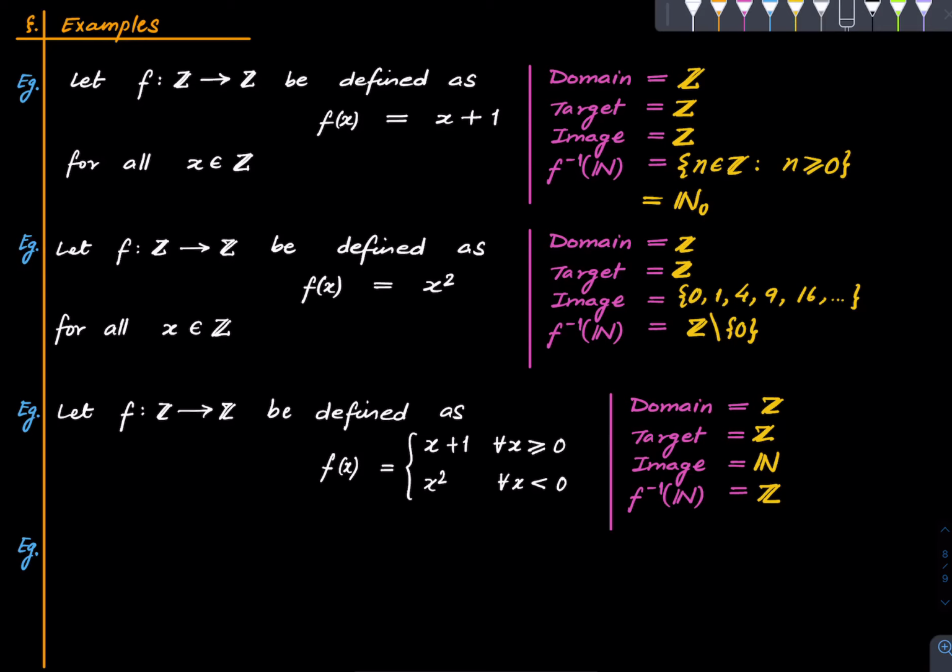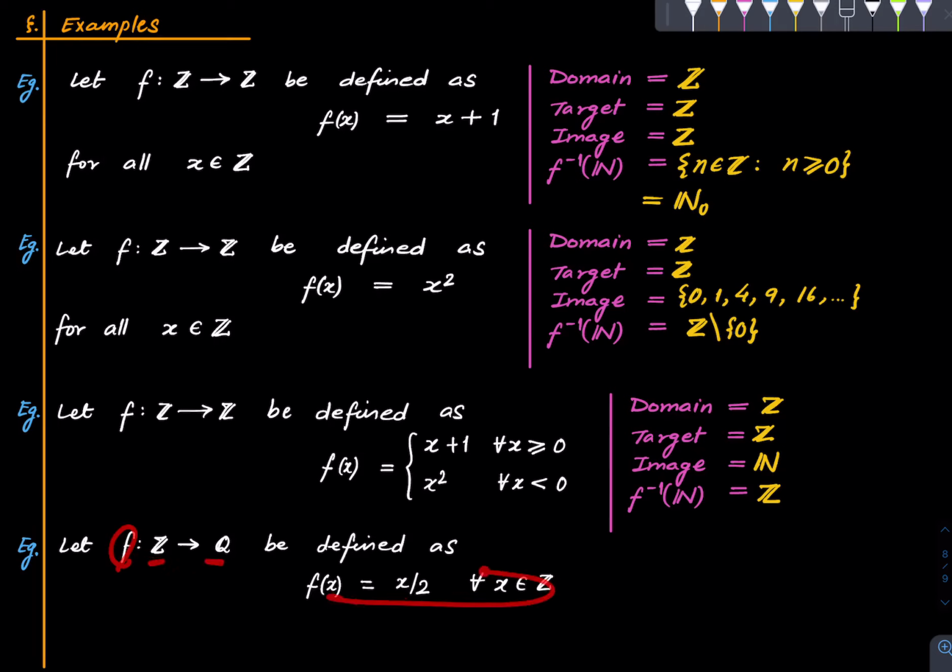Okay. Lastly, suppose you have a function f from Z to Q defined in this fashion. I leave as an exercise for you to figure out what are the domain, target, image, and preimage for this particular function. Easy exercise.